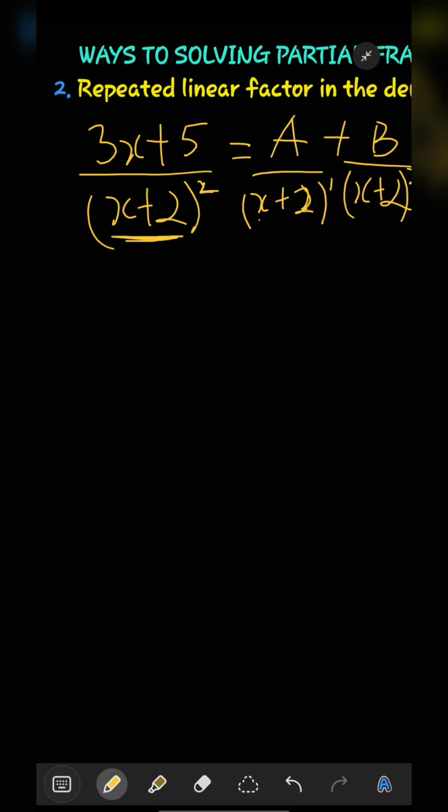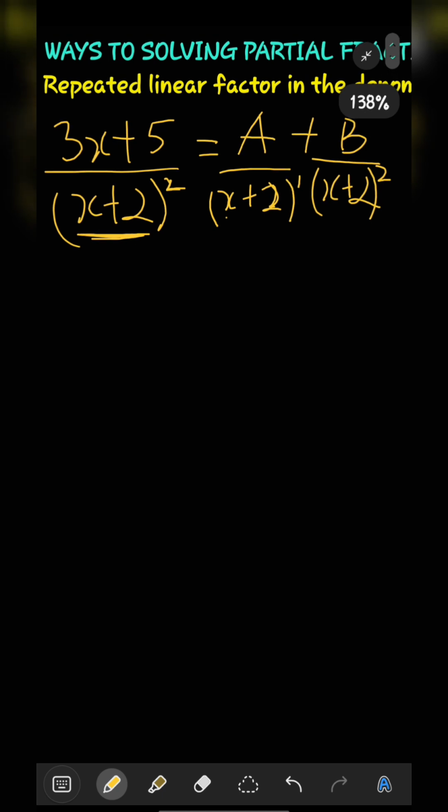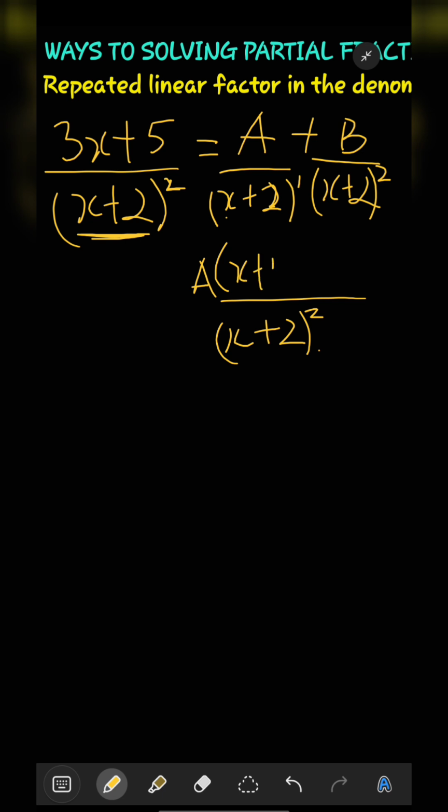Now, taking the LCM of a over x plus 2 plus b over x plus 2 all squared, the LCM is x plus 2 all squared. So x plus 2 all squared goes into x plus 2, and we are going to be left with x plus 2. So x plus 2 times a will be a into x plus 2, plus x plus 2 all squared going into x plus 2 all squared, we are left with 1. So 1 times b will be b.